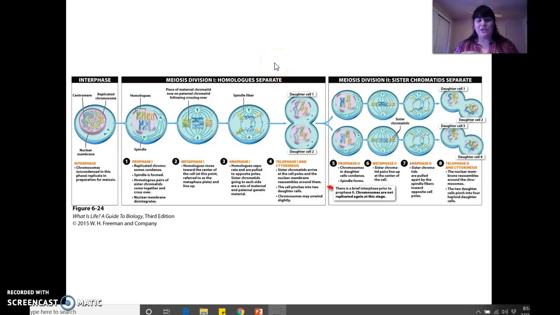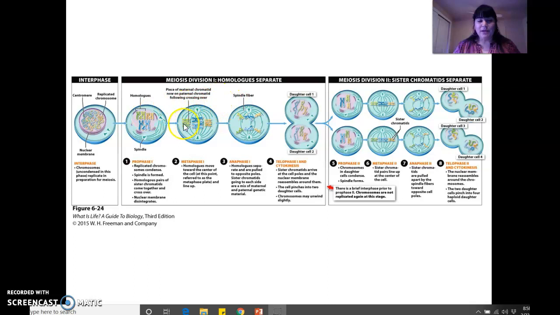meiosis, production of gametes or the sex cells, okay? There's meiosis 1 and meiosis 2. Prophase 1 of meiosis 1 is a biggie because the homologous chromosomes, chromosome 1 from mom, chromosome 1 from dad, get together, and then they swap some genetic information that's called crossing over.